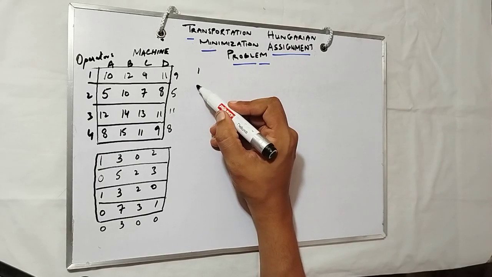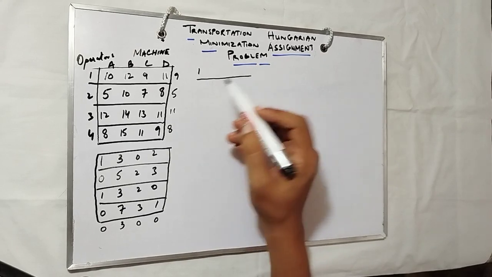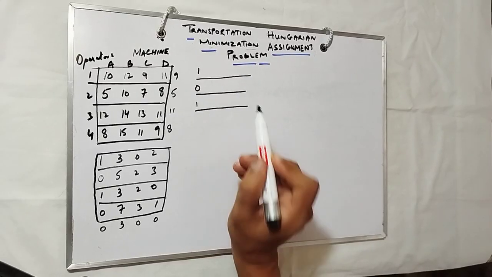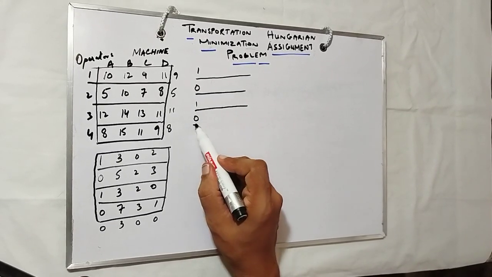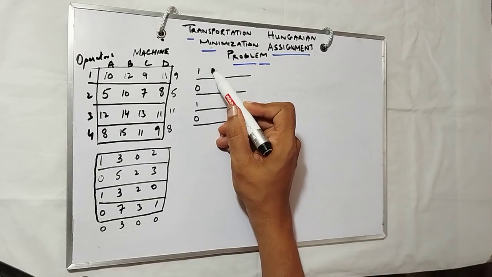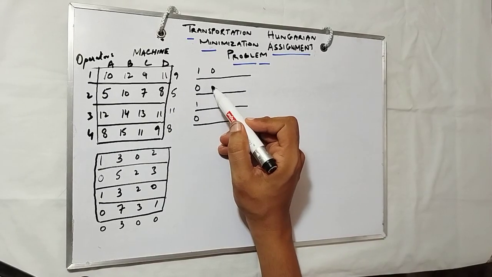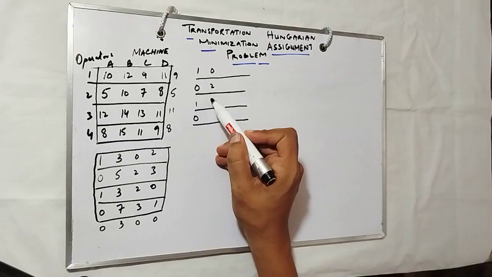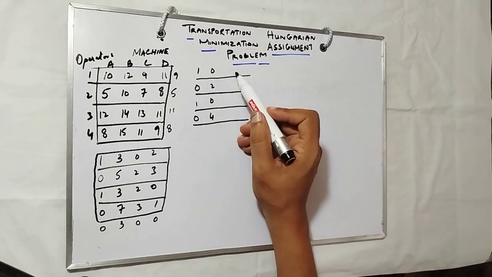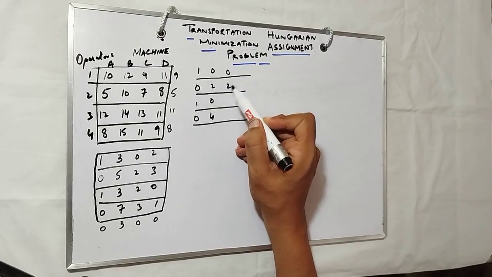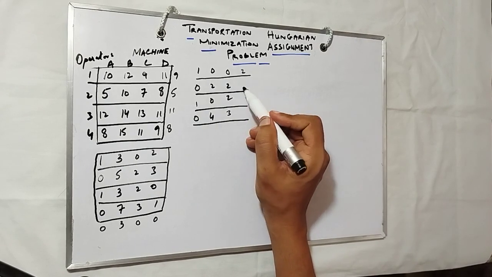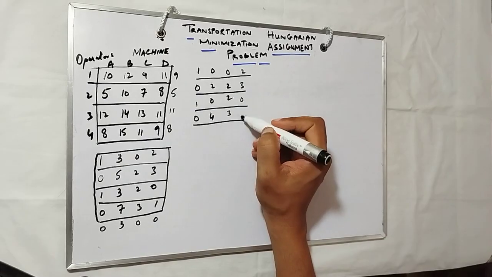this column would be the same. 1, 0, 1, 0. Zero. 5 minus 3 is 2. 3 minus 3 is 0. 7 minus 3 is 4. 0 would be the same. 2, 2, 3. 2, 3, 0, 1.